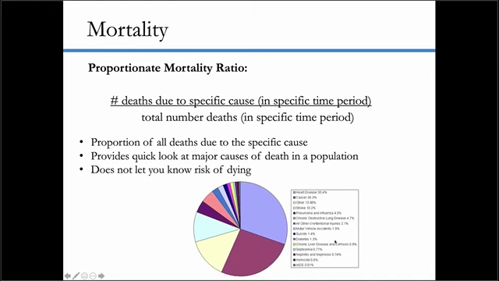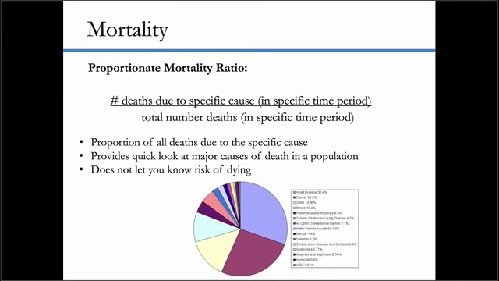And then the last measure that we'll talk about for mortality in this lecture is the proportionate mortality ratio. This is a ratio that we use to describe the number of cases of mortality or death from a specific cause in relation to the total number of deaths in the population in that same time period. So our calculation for proportionate mortality ratio is the number of deaths due to a specific cause in some specific time period over the total number of deaths in that same time period. And so what this tells us is a quick look at the major causes of death in a population.